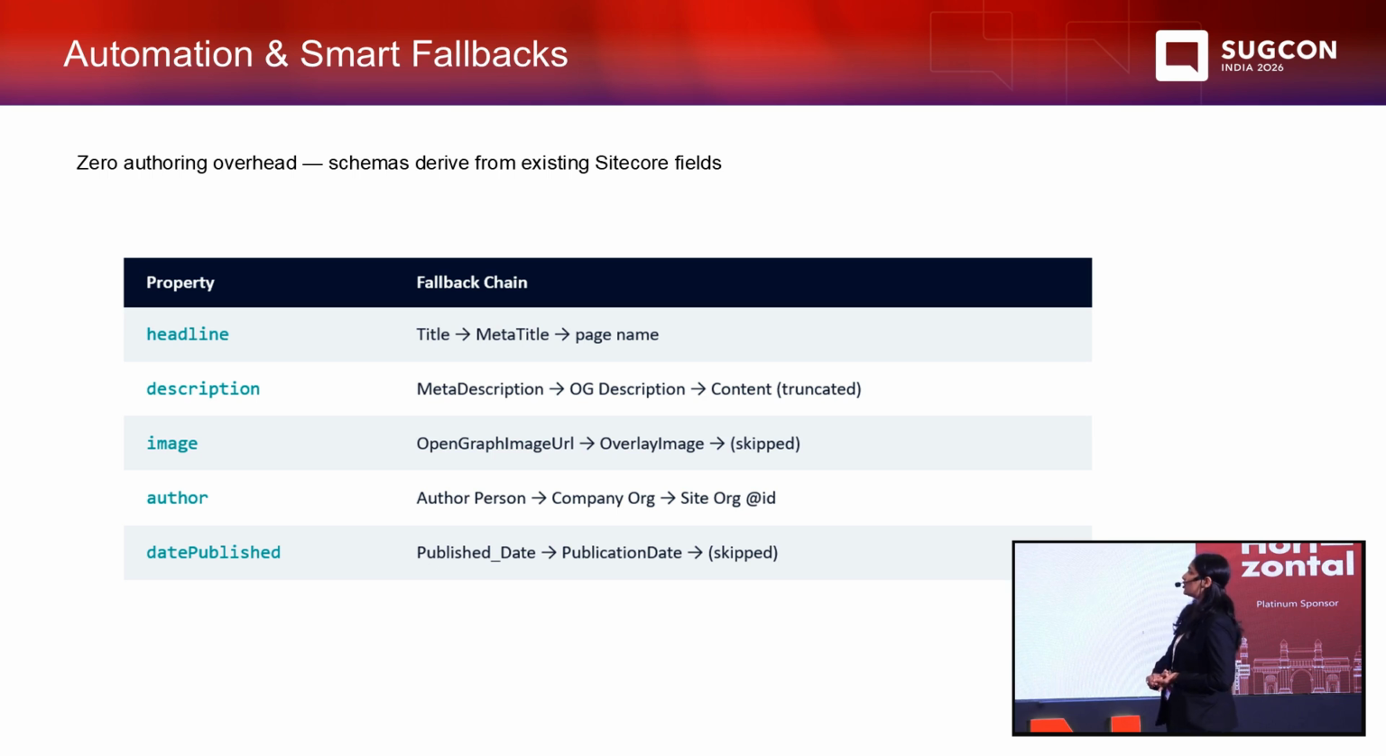Same for the image, author, and date published. Here, for example, if the content editor or author forgot to fill this field, it will still give you the smart, valid, proper schema.